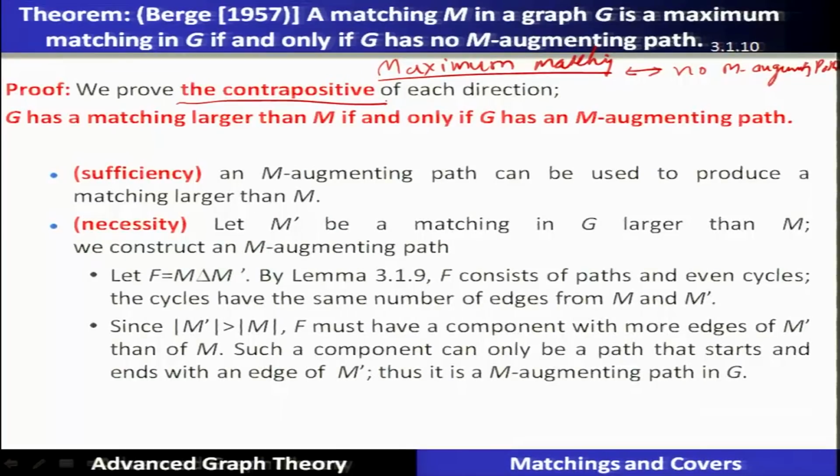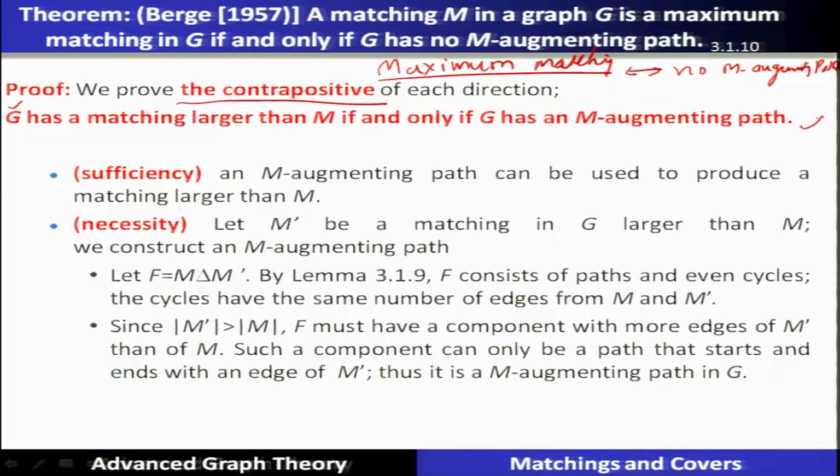So, the statement to prove, the contrapositive of both the directions, will become that G has a matching larger than M. This is the negation of the statement. So, G has a matching larger than M if and only if G has an M-augmenting path. Let us prove this contrapositive statement. If this is true, then the entire statement of the theorem is true.